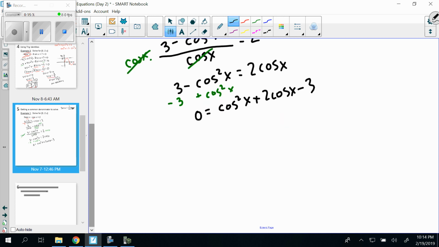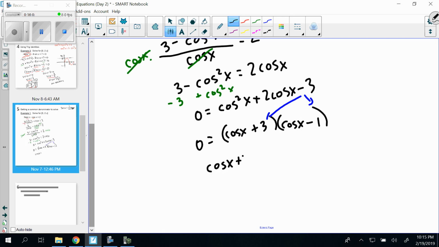That should be factorable. So now we want to factor. We got a cosine x and a cosine x. That's going to give us our cosine squared x. We know these two other numbers now are going to have to multiply to negative 3. So our only possibility, I think, is either negative 3 and positive 1 or positive 3 and negative 1. If we know they got to add to positive 2, it looks like we want a positive 3 and a negative 1. Okay, so now put these equal to 0.